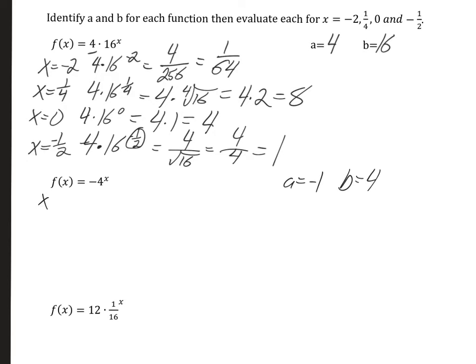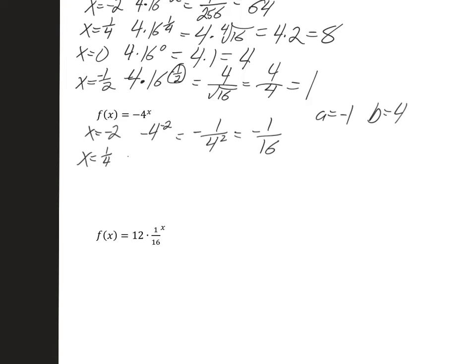Okay, so now again, x equals -2, so we have -4 to the -2nd. So that tells me that I'm going to have -1 over 4 squared, so that is -1 over 16. Okay, cool. Let's try the next one. So x equals 1/4. So we have -4 to the 1/4. So that tells me that I have -1 times the 4th root of 4. So let's think about this.